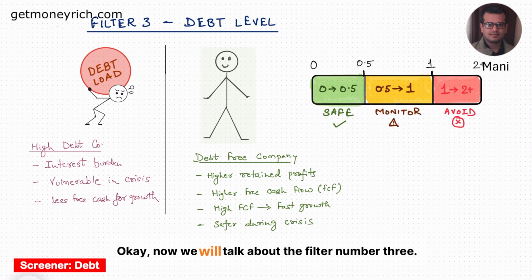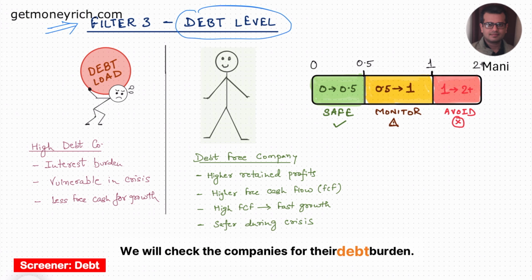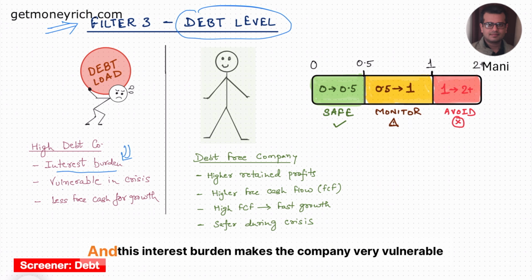Okay, now we will talk about filter number 3. We will check the companies for their debt burden. As an investor, we should avoid investing in those companies which have a very large amount of debt in their balance sheets. And why is it dangerous? Because a large amount of debt means that the company has a huge interest burden, and this interest burden makes the company very vulnerable in the time of crisis.